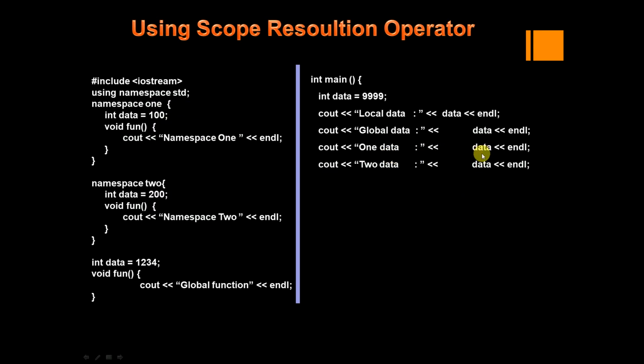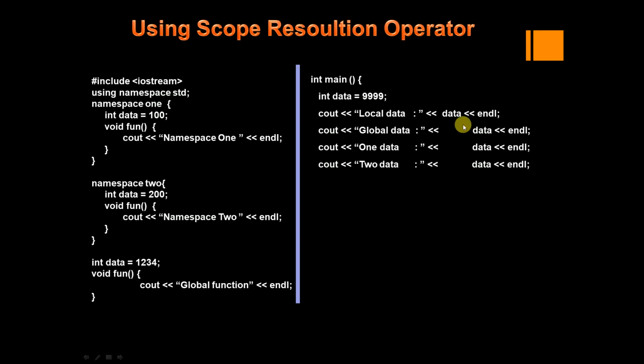If I do just data, again the local value will be printed. If I give two data, again the local value will be printed here. Now what is the solution? In the previous slide we have seen, we have to tell that this data does not belong to the current scope, meaning don't look into the current scope. What is the current scope? Main is the current scope. Don't fetch the data value from the current scope.